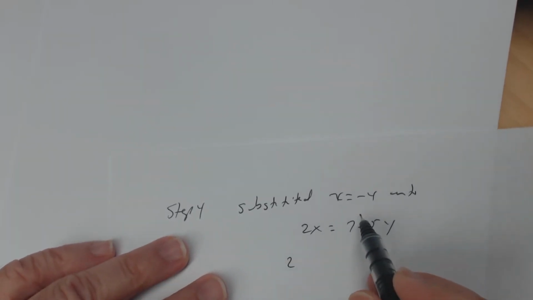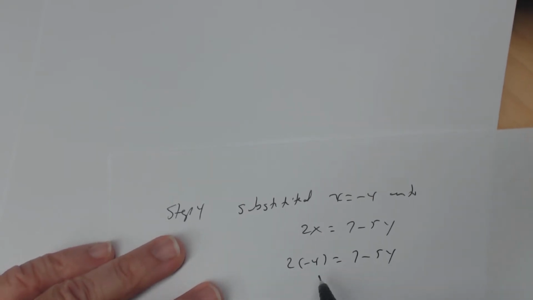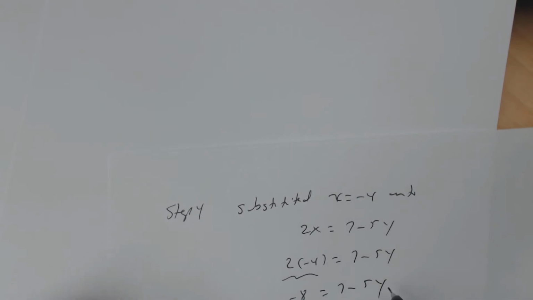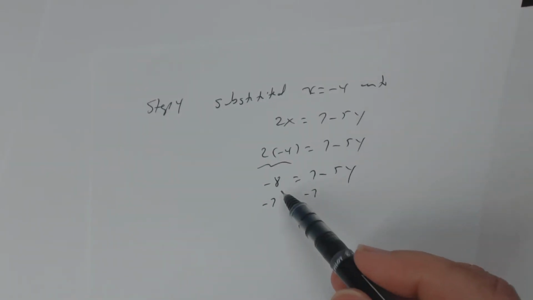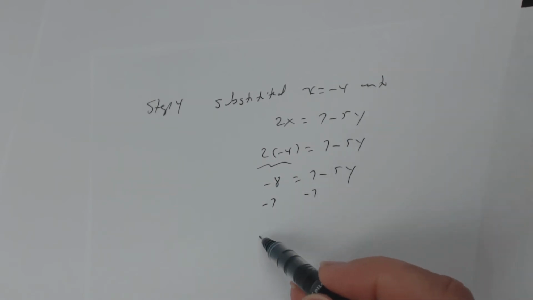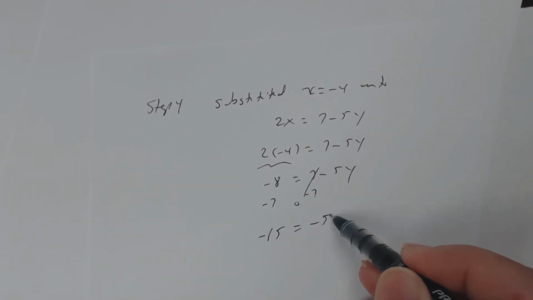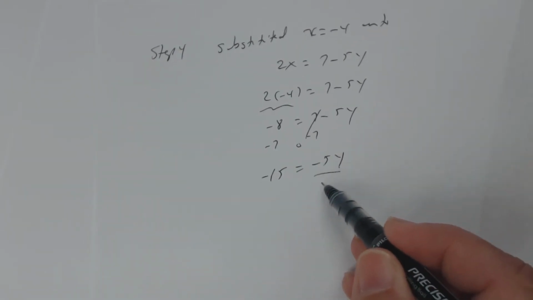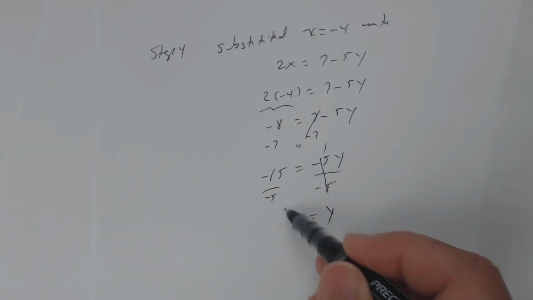So 2 times x, which is negative 4, equals 7 minus 5y. So 2 times negative 4 is negative 8, equals 7 minus 5y. Remember, we got to get y by itself. So I'm going to subtract 7 from both sides. Negative 8 minus 7 is negative 15. This is 0. You're left with negative 5y. And now dividing both sides by negative 5. Negative 5 divided by negative 5 is 1. 1 times y is y equal 3.